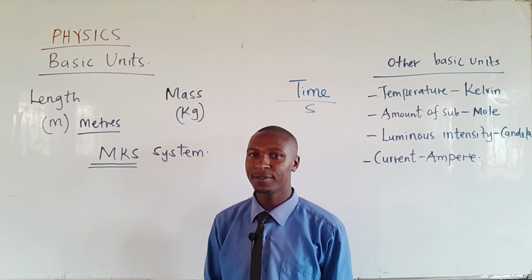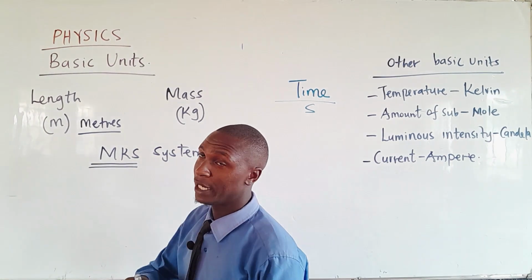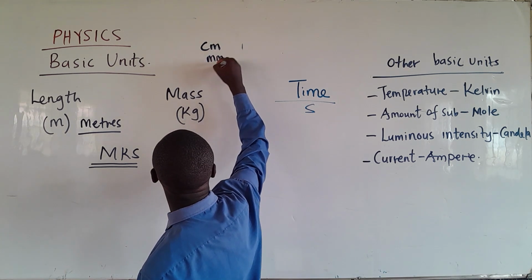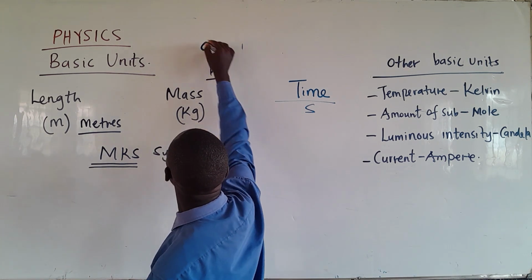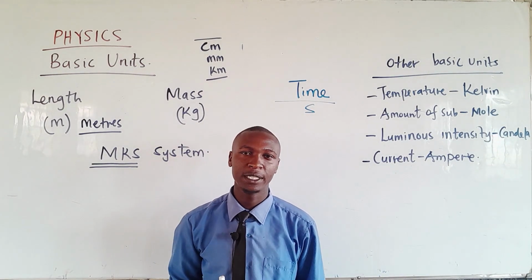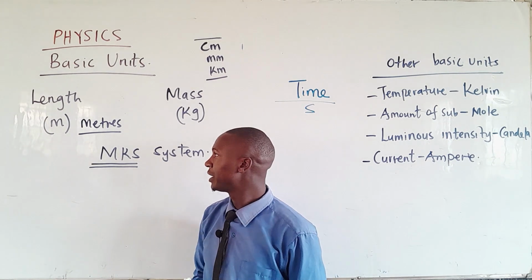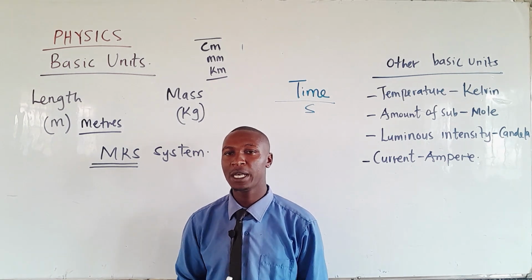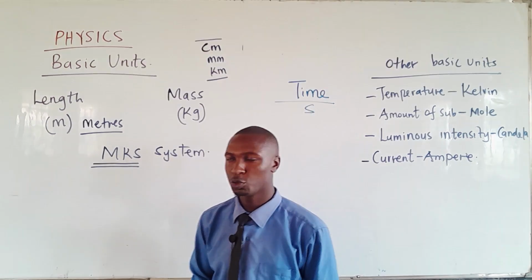We can also have other units for length, like centimeters, millimeters, and kilometers. So we have multiples and submultiples of length, but the one accepted as the basic unit of length is always meters, represented by small m. Never represent it with uppercase M, because that is not going to be accepted.